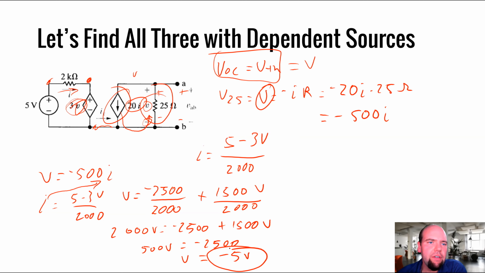So V equals negative 5 volts. So that is our Thevenin. I hope I didn't get something backwards here. Just double check myself. Looks okay. All right. So V is equal to negative 5 volts, and that's our VTH.